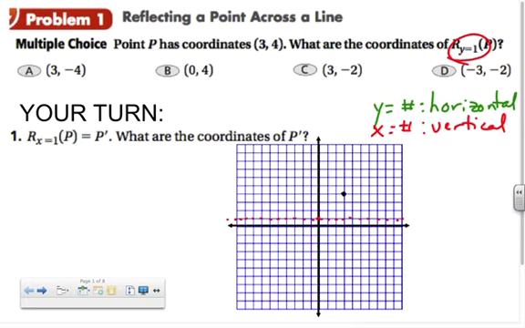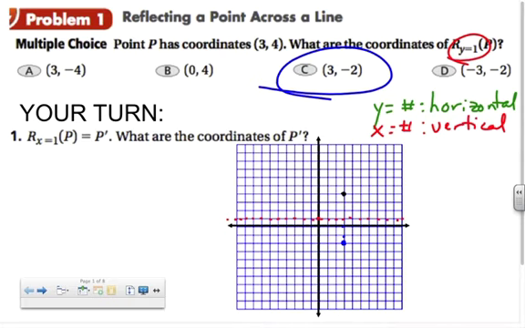What you need to realize is that the black dot is 3 spaces above the red line. So since point P is 3 spaces above the red line, its image will therefore be 3 spaces below the red line. So from the red line, I count 3 spaces. 1, 2, 3. There is my answer point. And when I identify its coordinates, it is 3, -2.